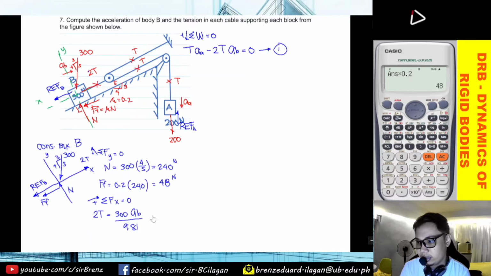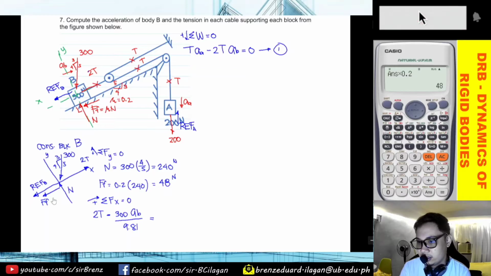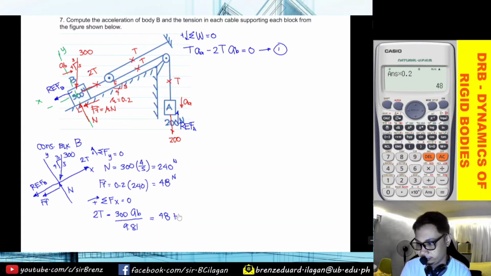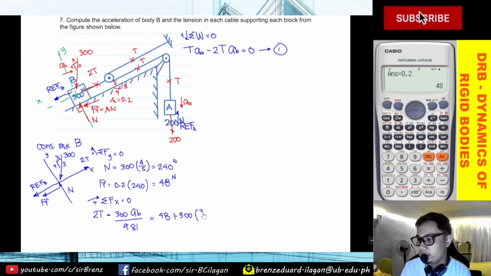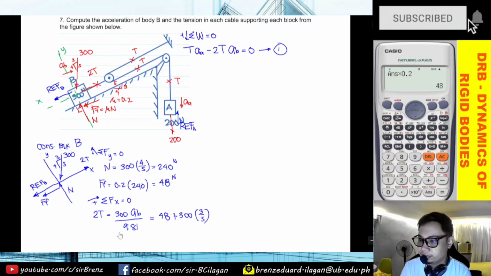So i-transpose ko na lang yung dalawa, itong frictional force doon sa kabilang side. So di ba dito minus, so magiging positive. So 48. And then ito, so minus lang din dito siya sa side na to, itong 300. So nung transpose ko sa kabila, magiging positive na rin siya. So 300 times 3 over 5. Okay, so let's just simplify this term. So ano lang natin, equivalent pa saan itong dalawang to.